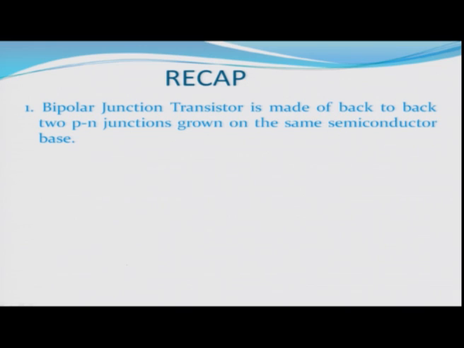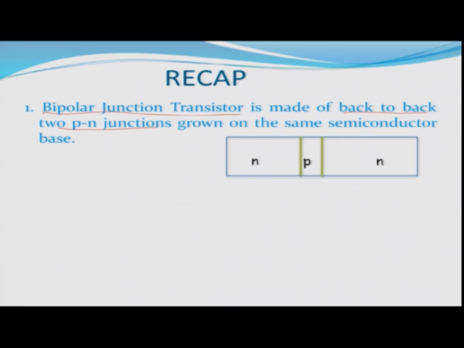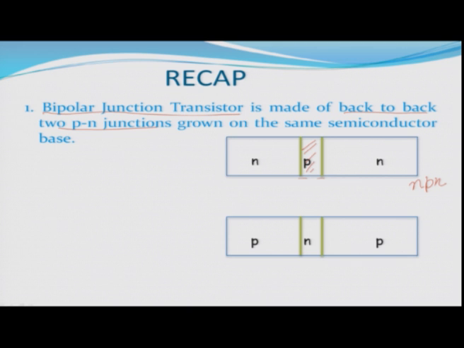So, bipolar junction transistor, this is the name. It is a junction transistor because you have two p-n junctions, and bipolar, made of back to back two p-n junctions grown on the same semiconductor base. So, you have a schematic drawing like this, you have a thin region in between and then these two junctions here, and on the two sides you have another type of doping. So, you can have this so called NPN or PNP transistors.